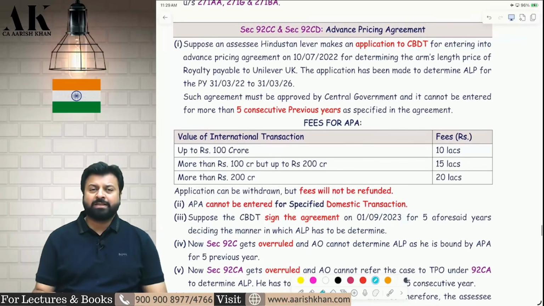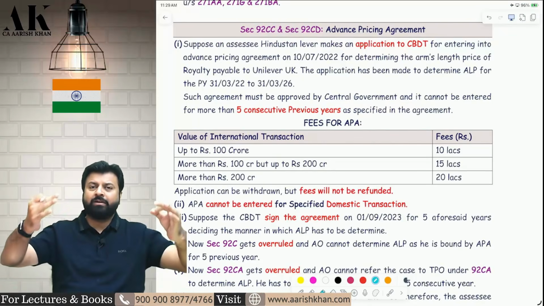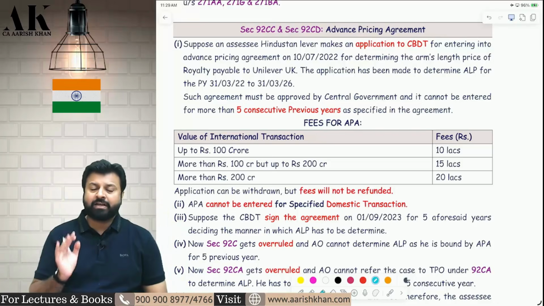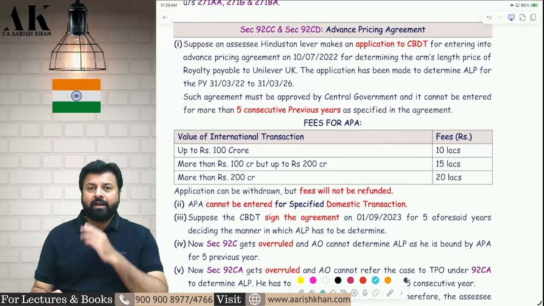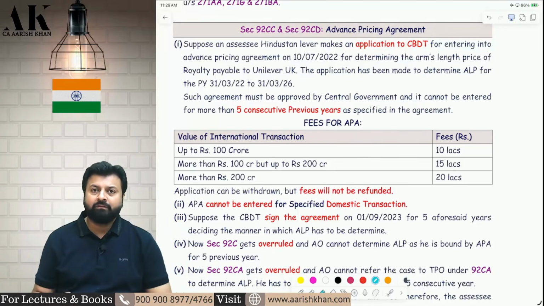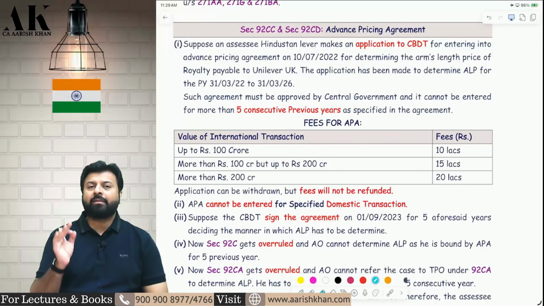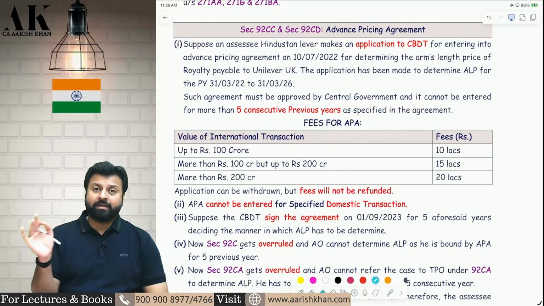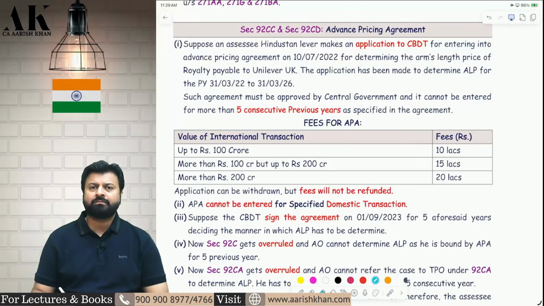Sir, what is an advanced pricing agreement? An advanced pricing agreement is an agreement where I enter into an agreement with CBDT with the approval of the central government, where CBDT will determine my arm's length price, which will give me certainty. Once CBDT determines my arm's length price, nobody will raise a question. AO cannot raise a question, TPO cannot raise a question, CIT cannot raise a question. AO cannot determine the arm's length price under 92C. TPO cannot determine it under 92CA. CIT cannot revise my order in future. AO cannot reopen under 147 in future.